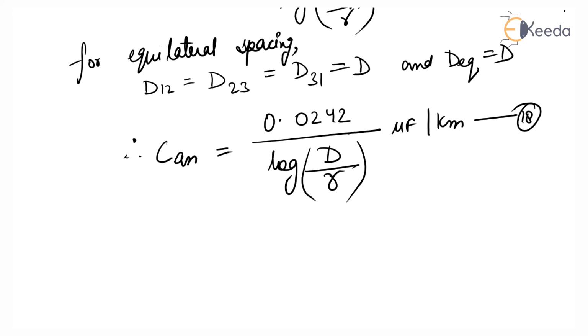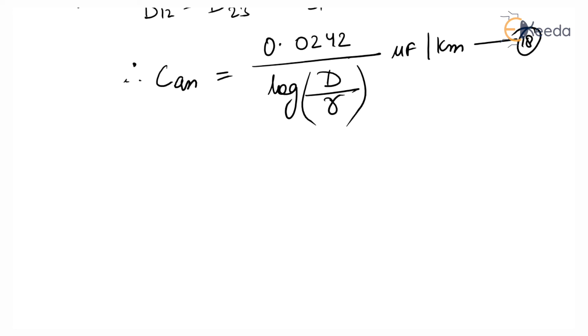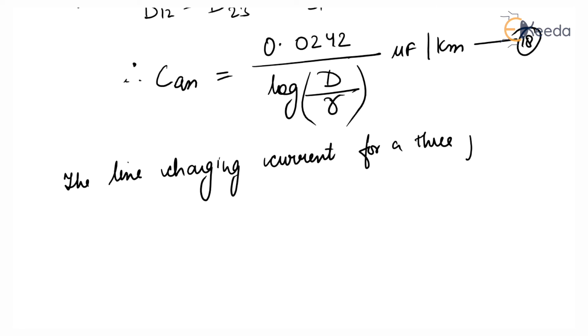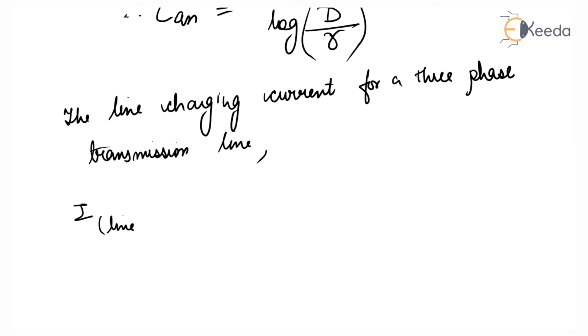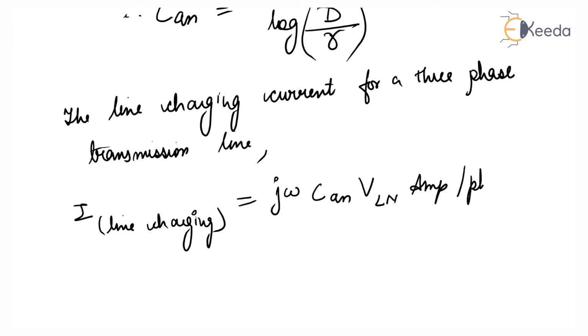So the line charging current for a three-phase transmission line is equal to j omega CAN VLN ampere per phase per kilometer. This is equation number 19.